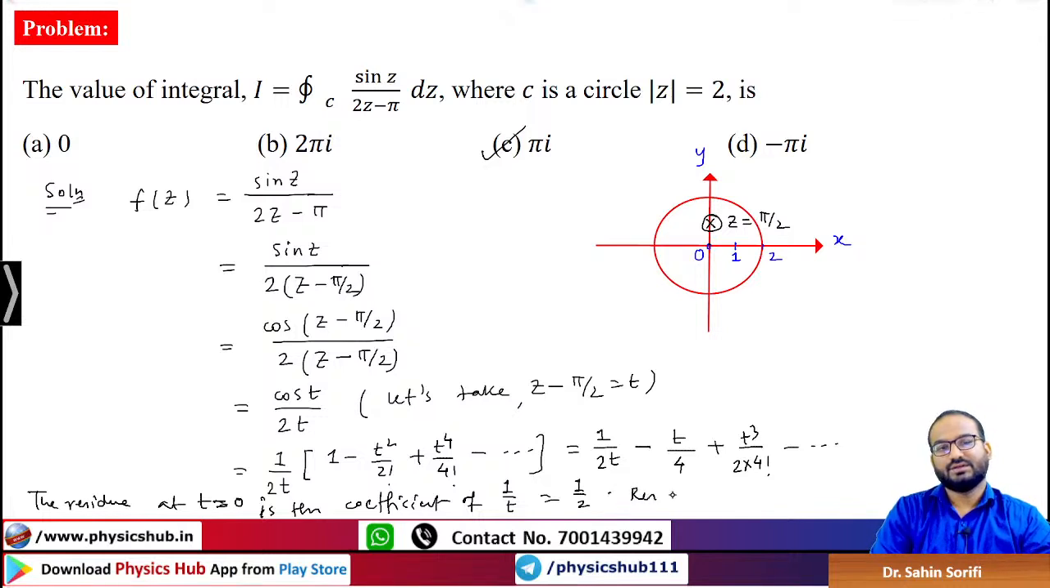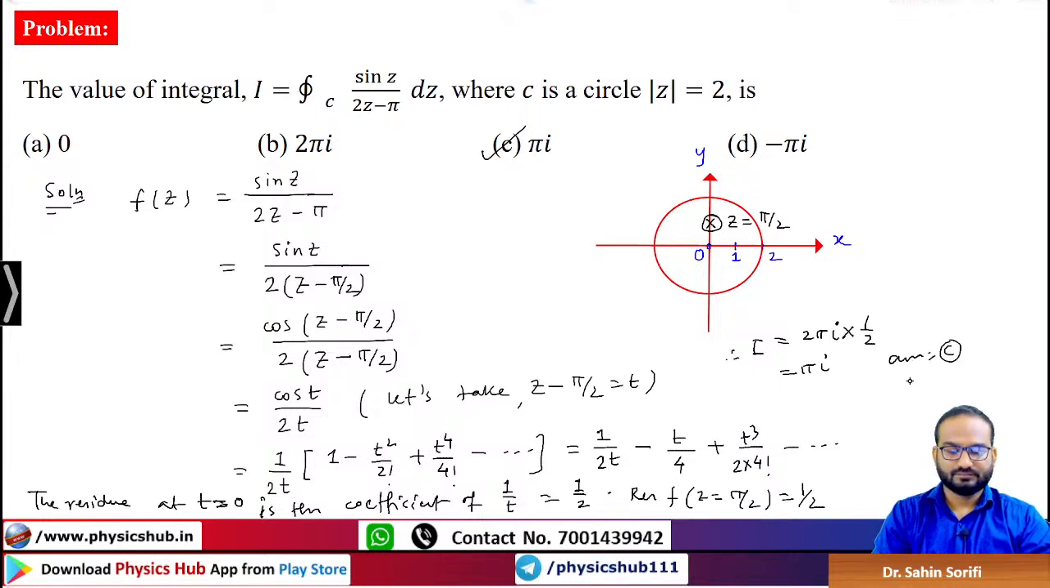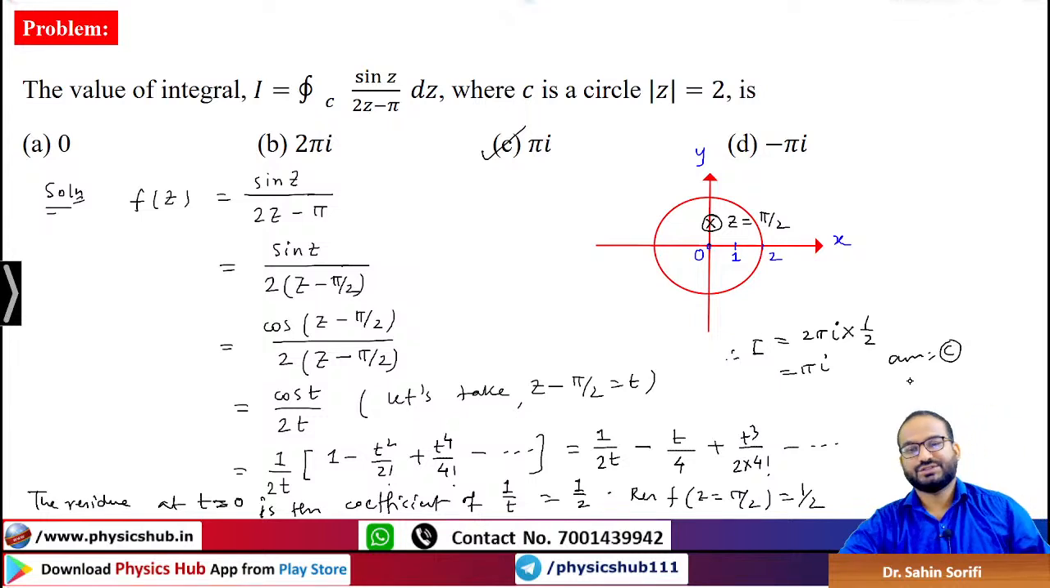Therefore the residue of f at z equals pi by 2 is equal to half, and as a result the integration I is equal to 2 pi i into the sum of residues. Option C. Clear guys? Let's move on to the next question.